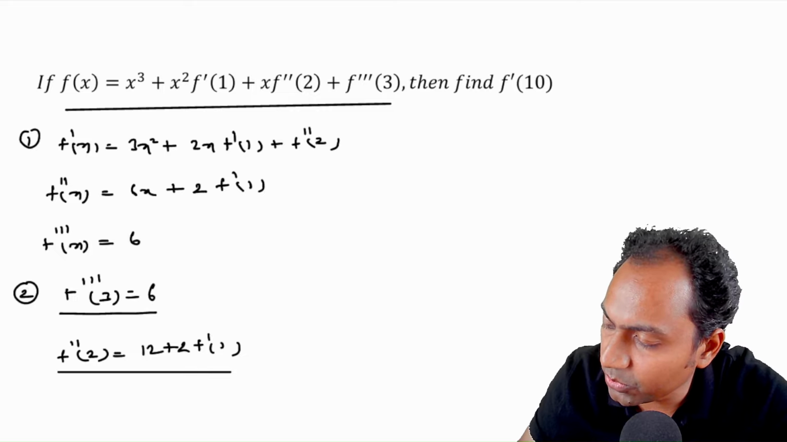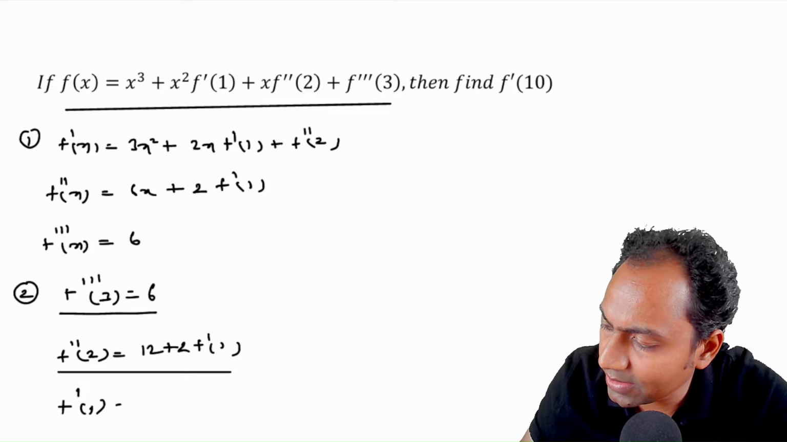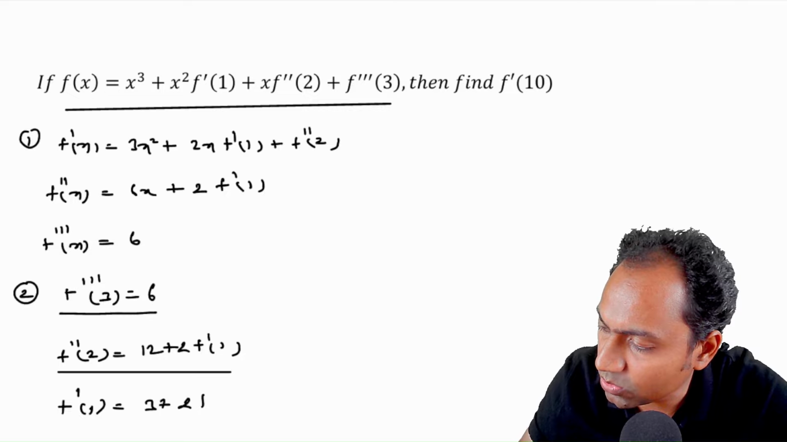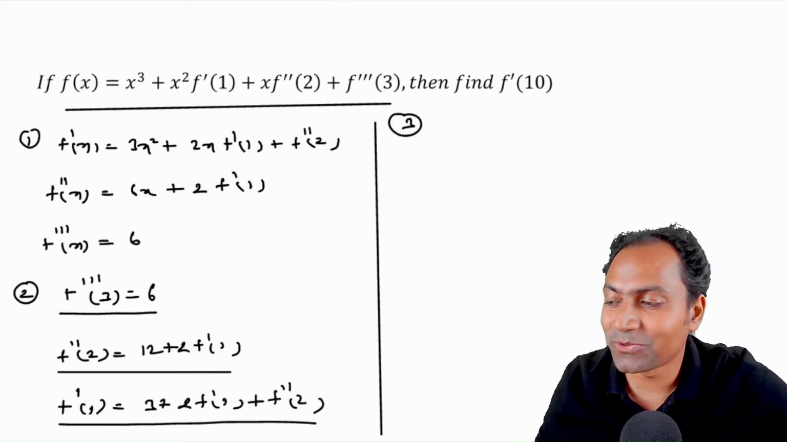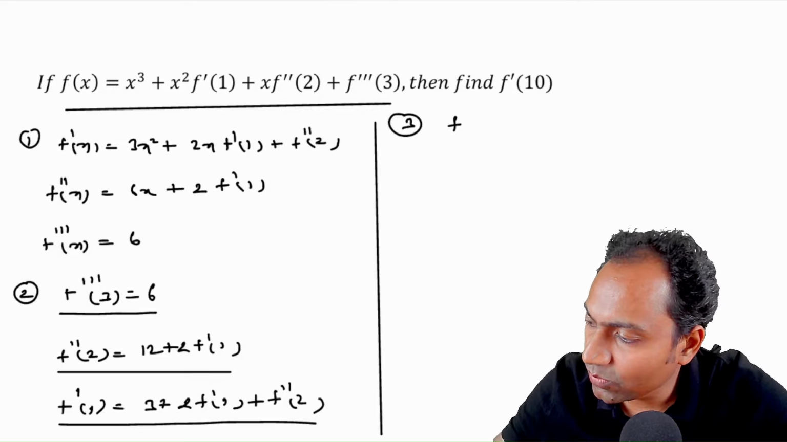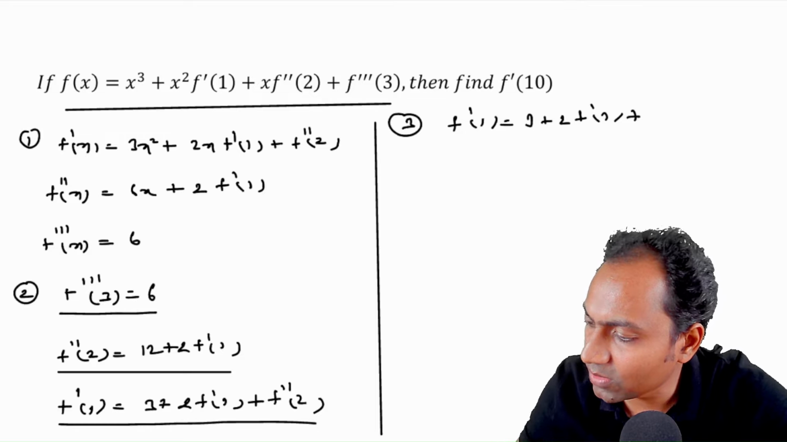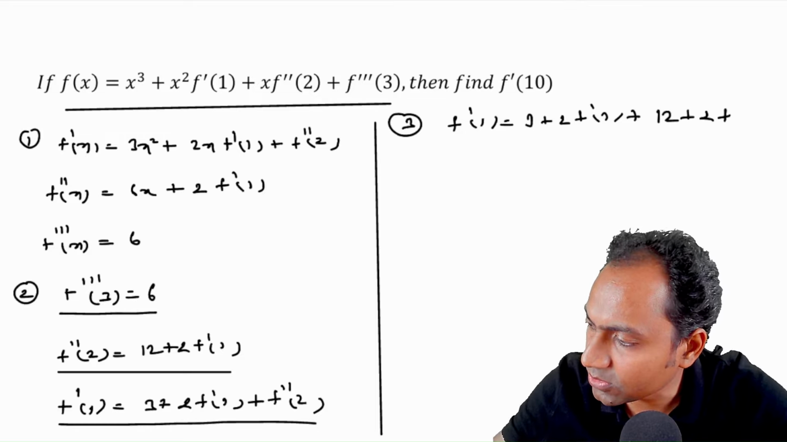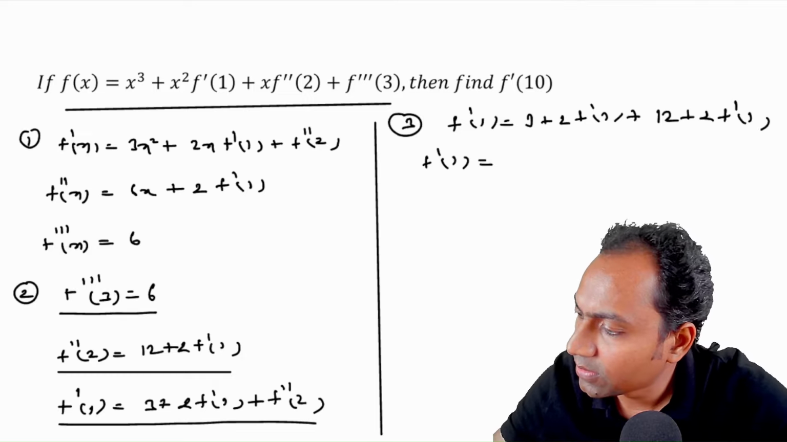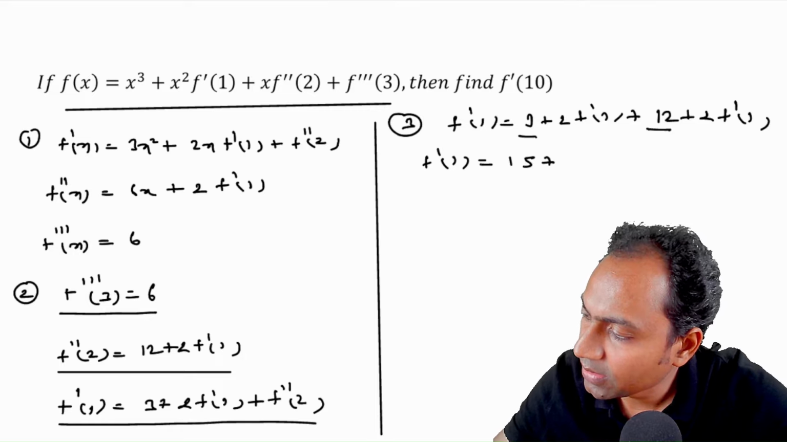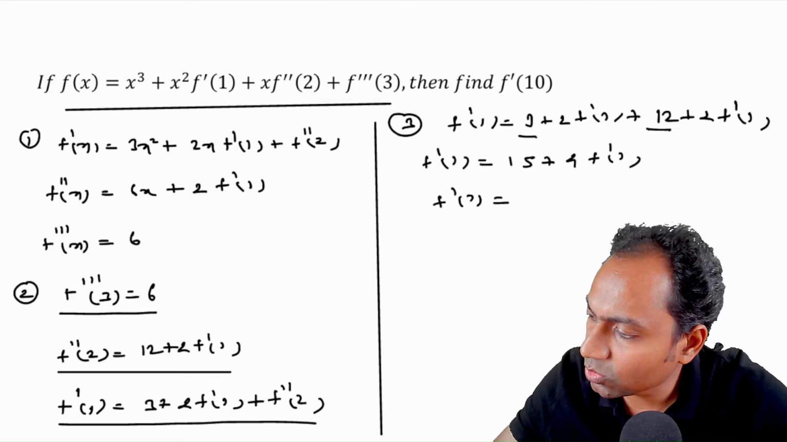If I put the value of x as nothing but 1 in the first part, it becomes nothing but f dash of 1 will be equal to 3 plus 2 times f dash of 1 plus f double dash of 2. So if I substitute all the values into the third part, let us see what I get. f dash of 1 is equal to 3 plus 2 times f dash of 1. And let us put the value of f double dash of 2, that is nothing but 12 plus 2 times f dash of 1. So we are getting f dash of 1 on the left side. We are getting 3 plus 12, 15 here, and then 4 times f dash of 1. And if I find the value of f dash of 1, it comes out to be nothing but minus 5.